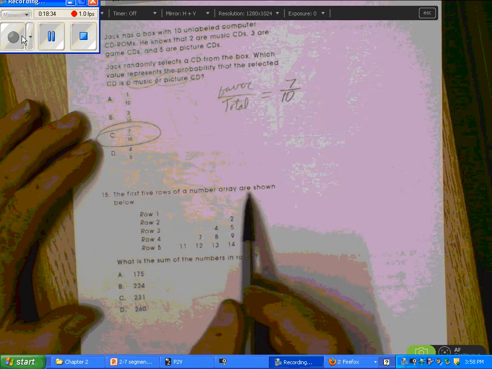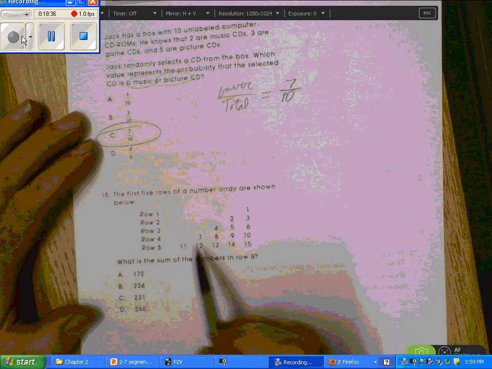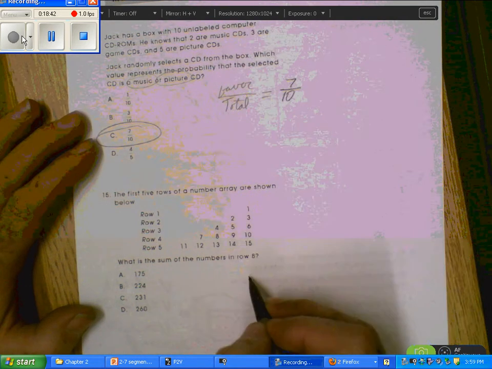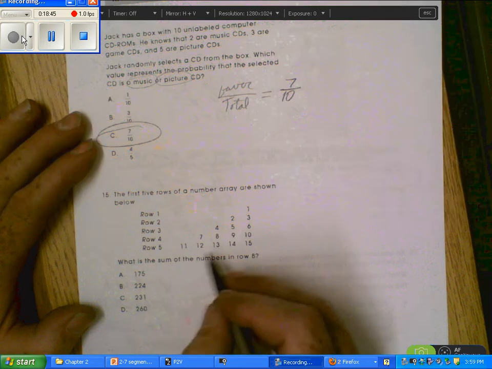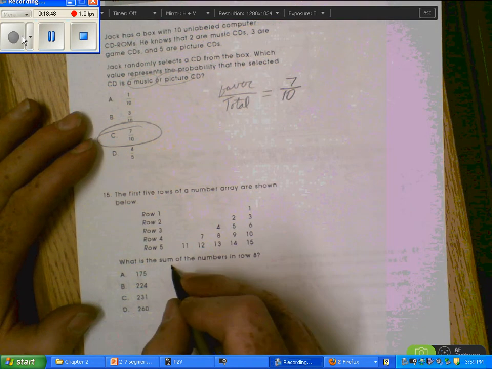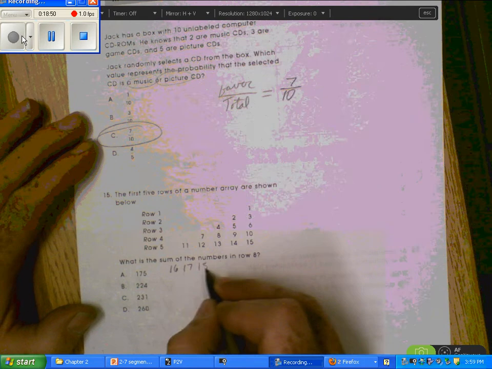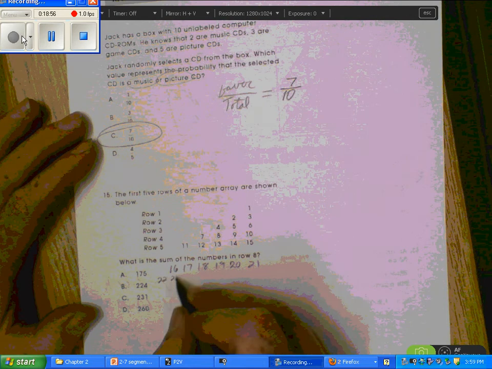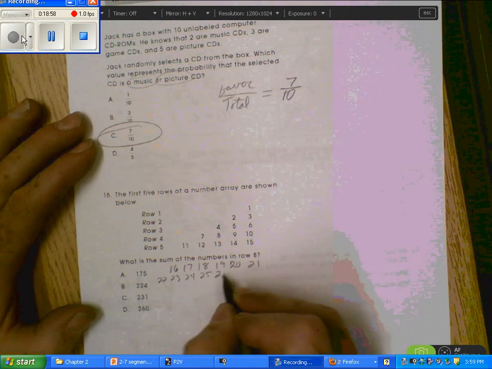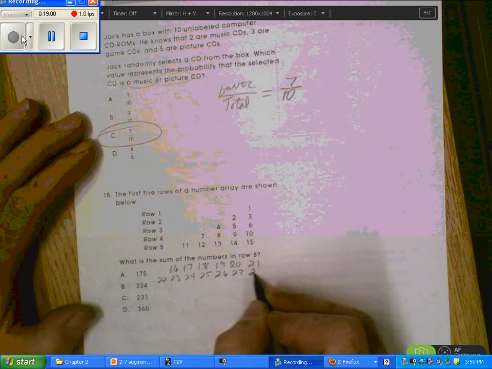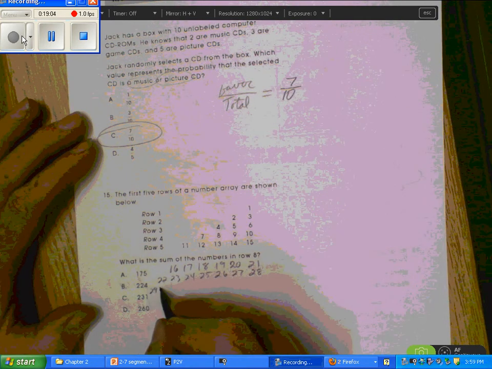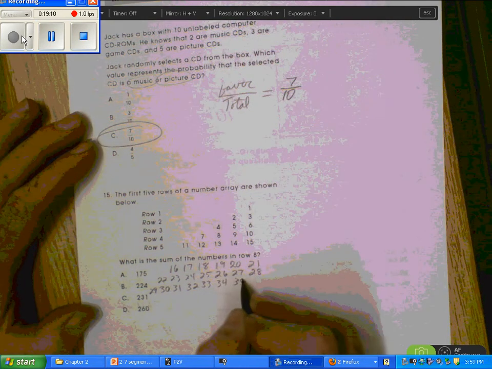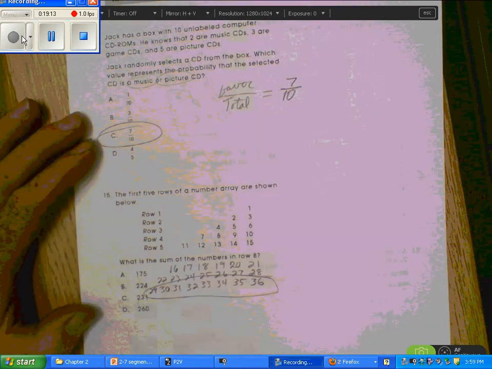First 5 rows of number array are shown below. Several different ways you could do this one. The way I'm going to do it, we want to go out to the 8th row, so that's not too far out, so I'm just going to list out each of the next rows. Here we end up with 15, so we go 16, 17, 18, 19, 20, 21, then 22, 23, 24, 25, 26, 27, 28, 29, 30, 31, 32, 33, 34, 35, 36, and we want to find the total of this row right here.